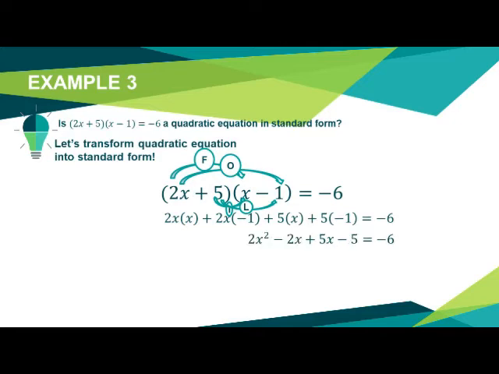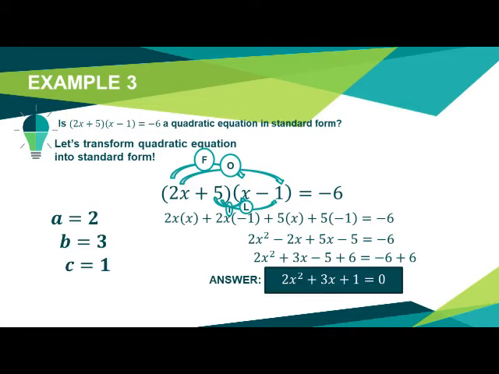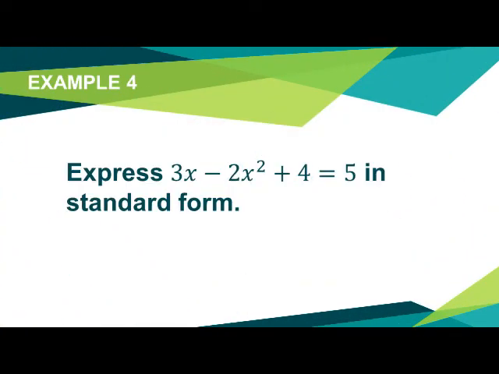So let's evaluate. 2x times x is equal to 2x squared minus 2x plus 5x minus 5 is equal to negative 6. 2x squared plus 3x minus 5 plus 6 is equal to negative 6 plus 6. 2x squared plus 3x plus 1 is equal to 0. Then we're done, where a is equal to 2, b is equal to 3, and c is equal to 1.